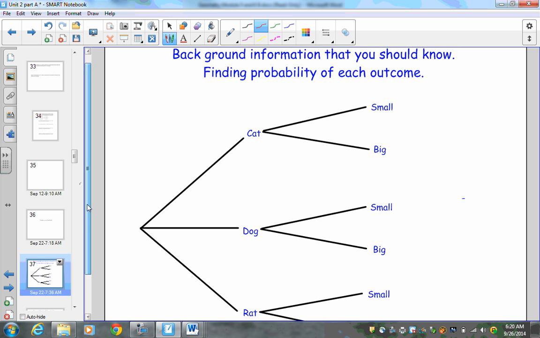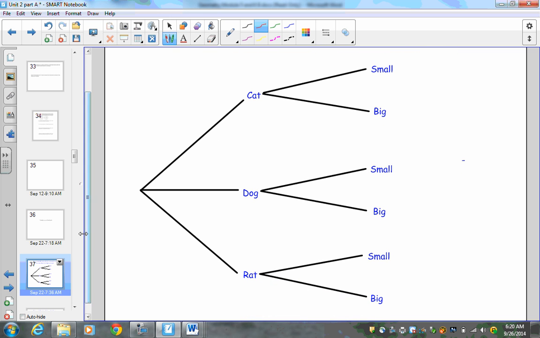Here's our first question that I would like to see if we remember how to do. It is dealing with your basic probability tree, where in this case we're dealing with the cat, dog, and rat, and it's either going to be a big or small cat or big or small rat, and so forth. So if I was to ask you a very simple little probability question, what is the probability of a big cat? Okay, so what is the probability of a big cat?